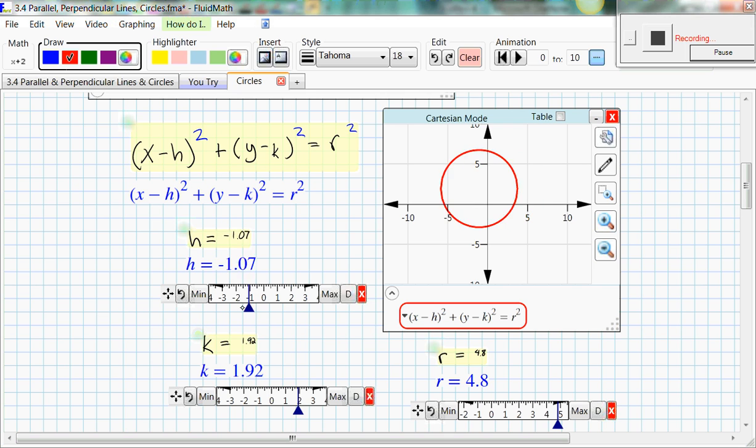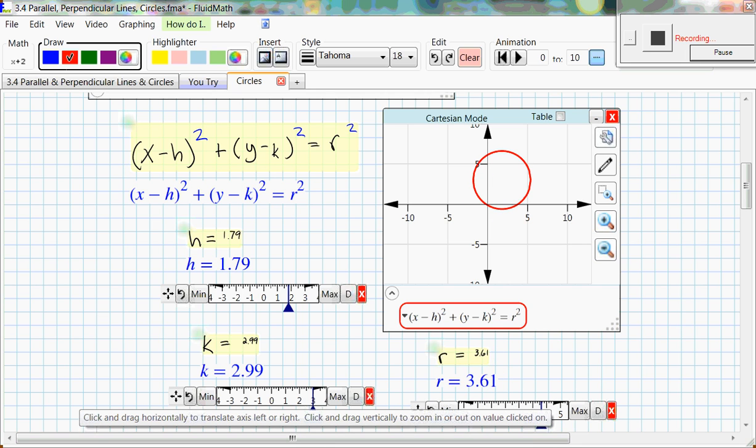So, look, I can move my thing left and right. I can move my circle up and down. And I can make it bigger or smaller depending on r. That's the cool part of standard form. You guys see how that works now?